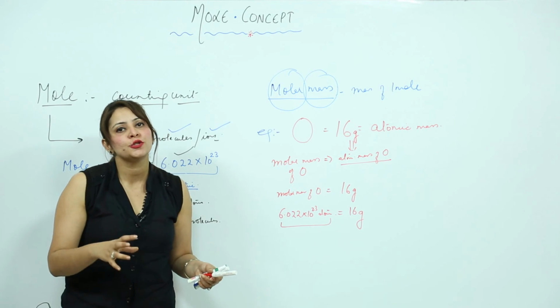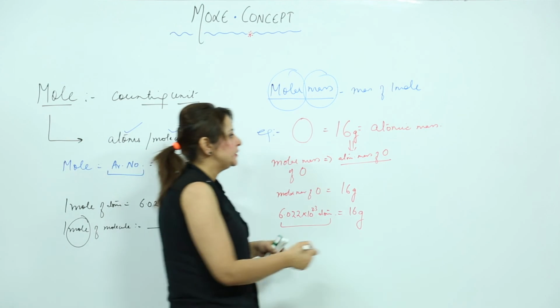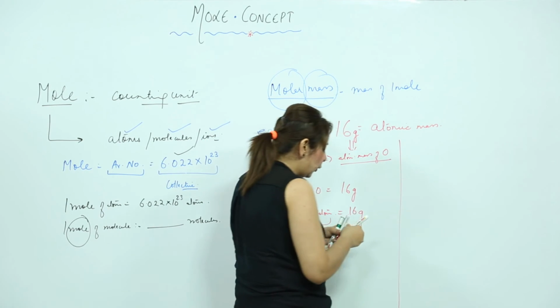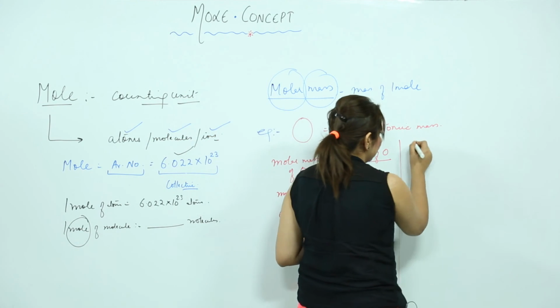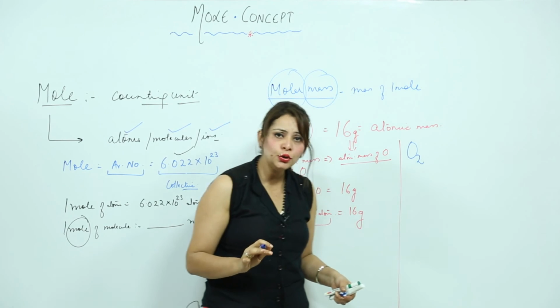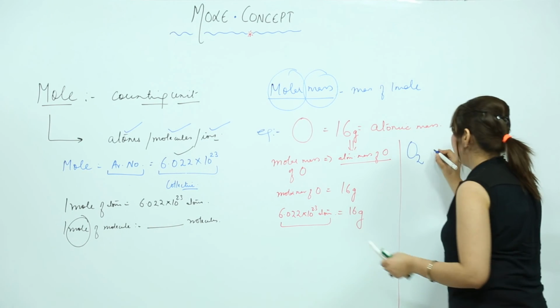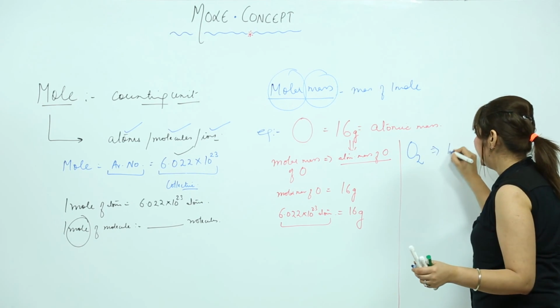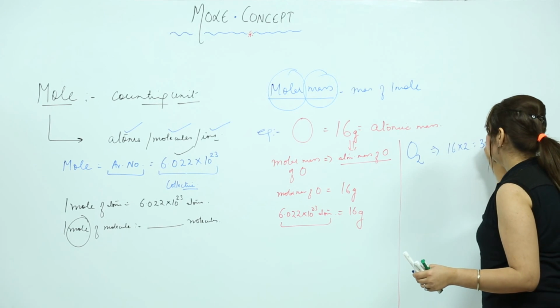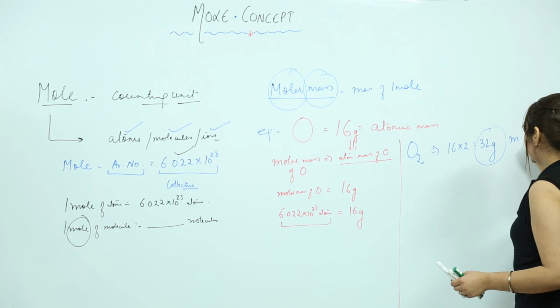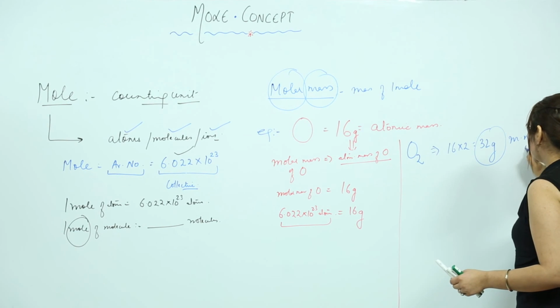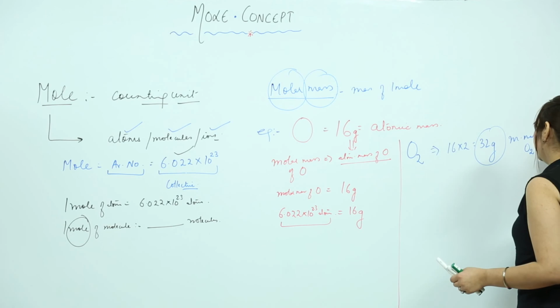that also corresponds to the molecular mass. See, I'm taking an example. Earlier we considered an atom, now I'm considering a molecule of oxygen. The molecule of oxygen is O2, and we know that the atomic mass of one oxygen is 16. So for a molecule it is 32 grams, right? So this is the molecular mass of the oxygen molecule, right?